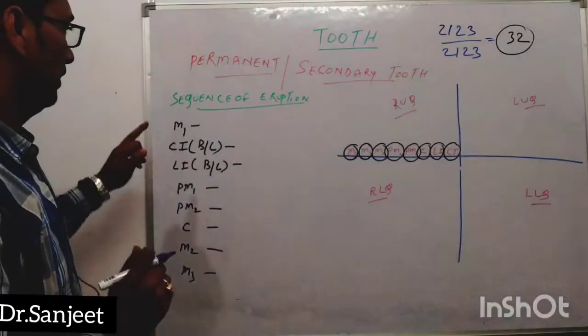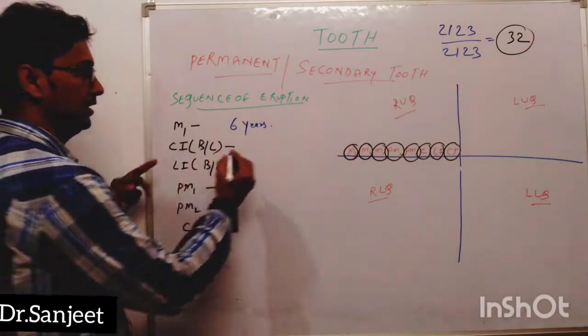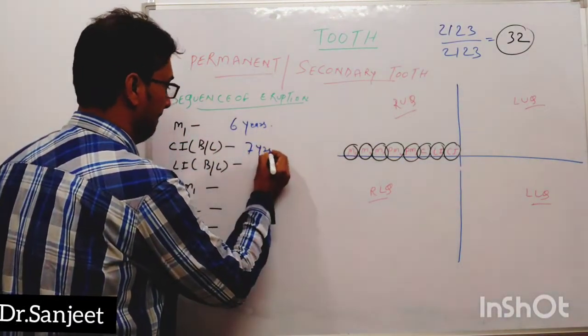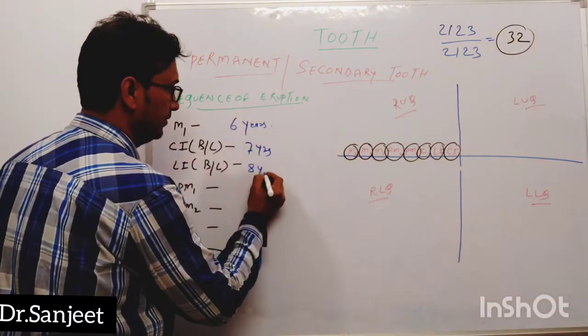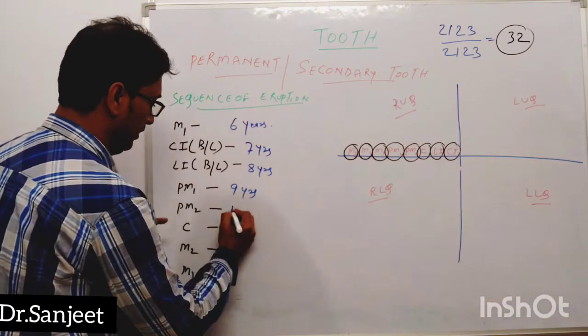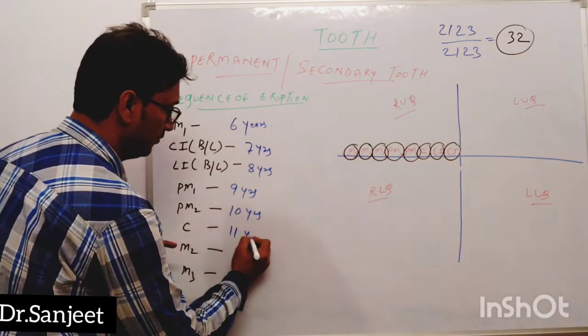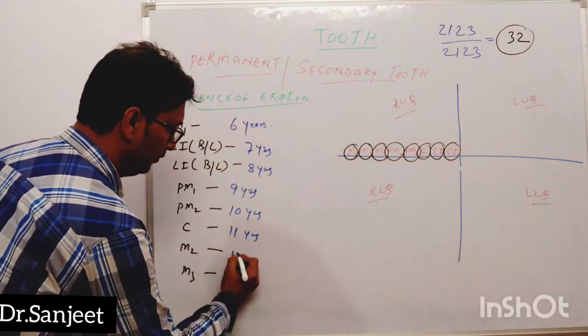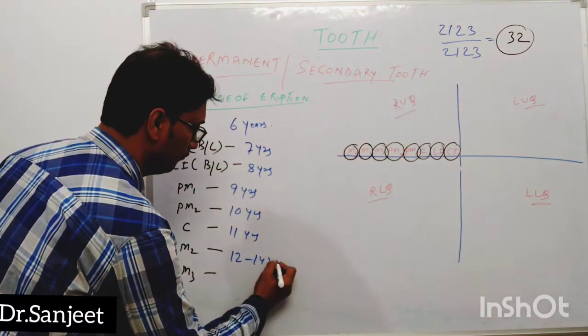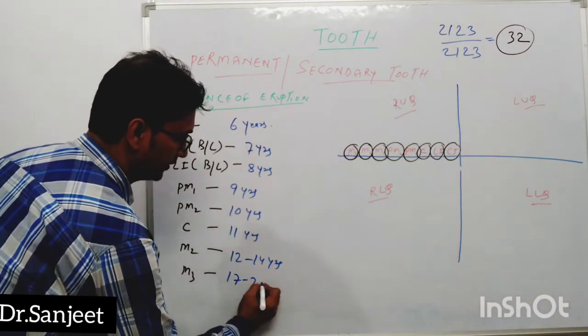Eruption of permanent tooth. The molar 1 comes in 6 years. Then central incisor comes in 7 years. Lateral incisor 8 years. Premolar 1 9 years. Premolar 2 10 years. Canine 11 years. Then molar 2 12 to 14 years. And molar 3 17 to 25 years.